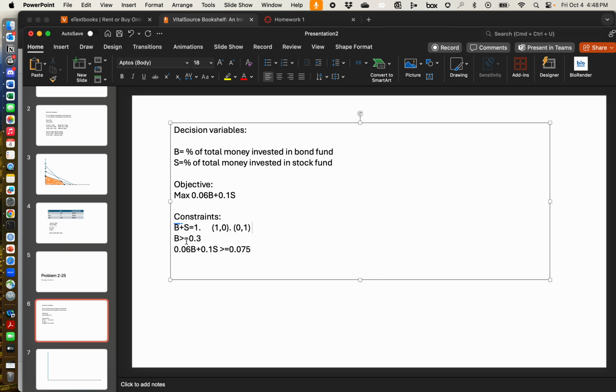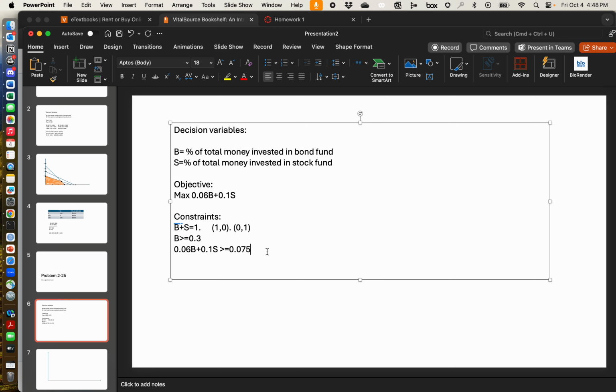This one will not have an endpoint. So the constraint that you will plot is B is greater than or equal to 0.3. So the straight line that you'll plot is B equal to 0.3. B is going to be my x-axis, so that's going to be a vertical line, right?